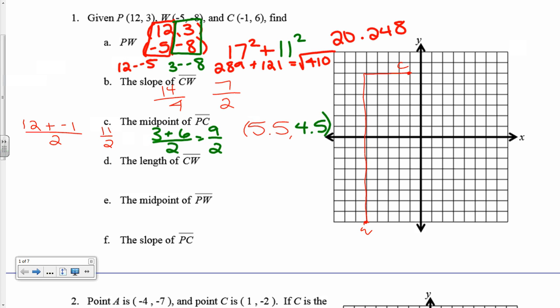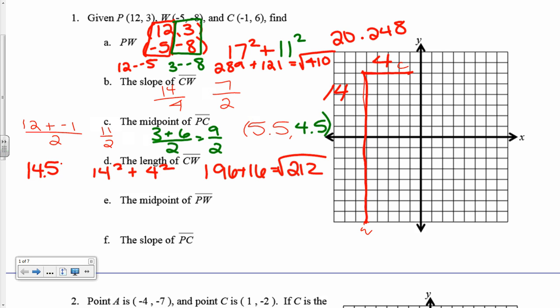For the length of CW, I knew that this length was 14, and I went over 4. 14 squared plus 4 squared, which is 196 plus 16, which is 212, and then I take the square root of that. So my answer, 14.560. I can have the decimal, or I can leave it as the square root of 212.